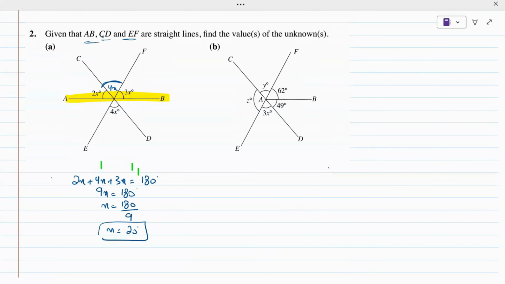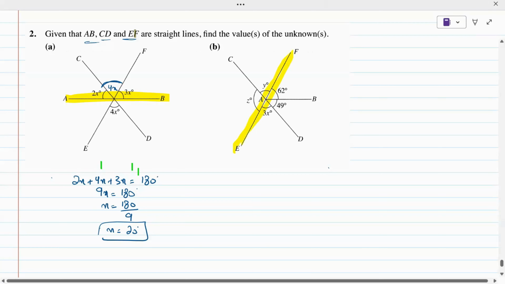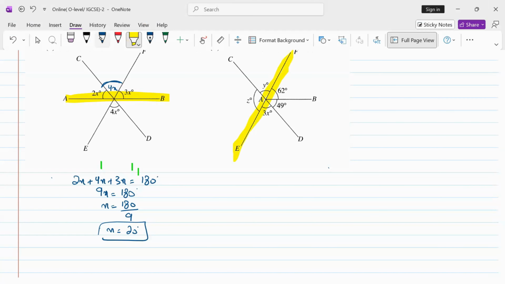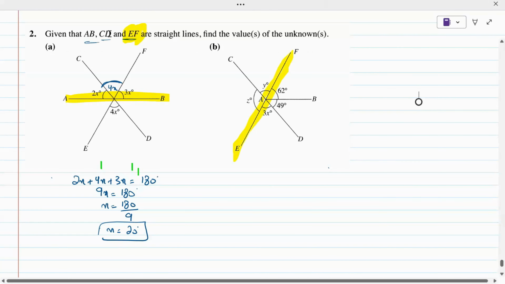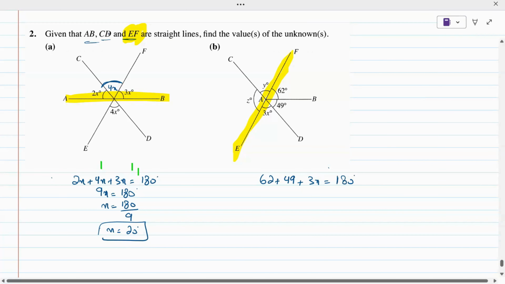Let's talk about another example. In case of part B, here again we can see a straight line. We have this EF, the straight line, because the question gives us the condition EF is a straight line. So if EF is a straight line, then all the angles lying on EF would sum up to 180 degrees. The equation to be made in this case would be 62 plus 49 plus 3x is equal to 180.